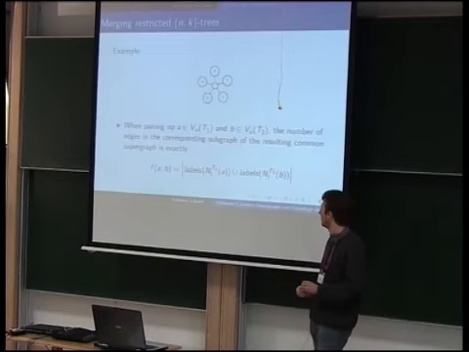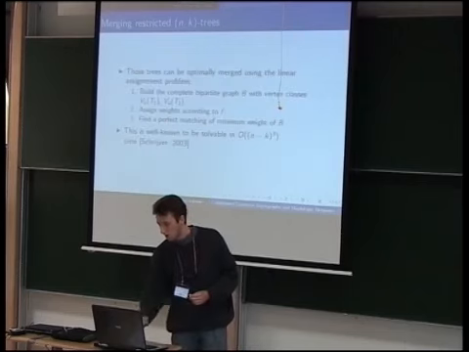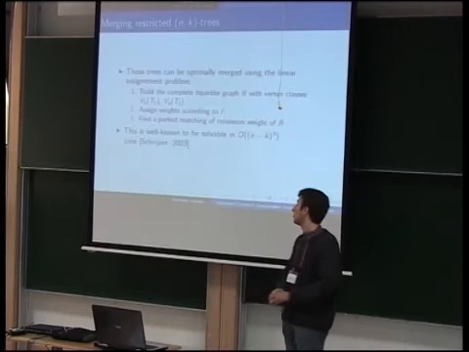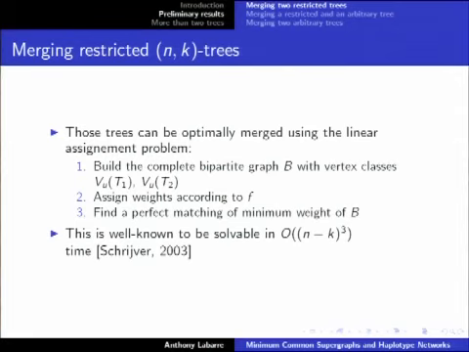So we have that function that gives us the number of edges in the resulting subgraph, and then all we have to do is to use the linear assignment problem to find the minimum common supergraph of those two trees. So the idea is to build a complete bipartite graph with vertex classes, the unlabeled vertices from T1 and T2. So you saw yesterday what a bipartite graph was. And we assign weights to the edges in that graph according to the function that I've shown on the previous slide. And then you just have to find a minimum weight perfect matching on that graph, and this is a classical problem which is solvable in cubic time.